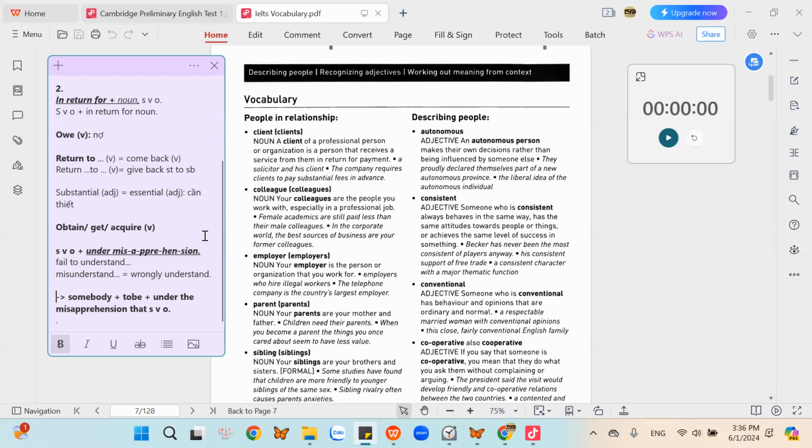Very good. Please remember that when you use an action verb, you don't use the to be verb together with it. We don't use an action verb together with it. So you have to be careful, right? Have to be careful. Okay, so that is the word misapprehension.